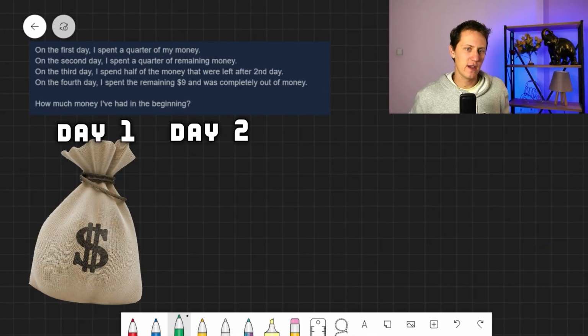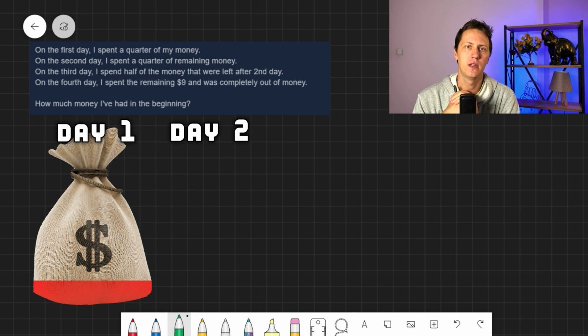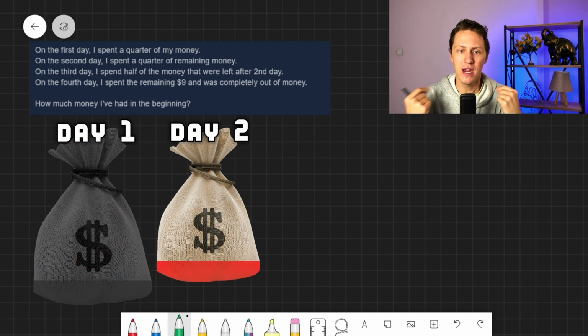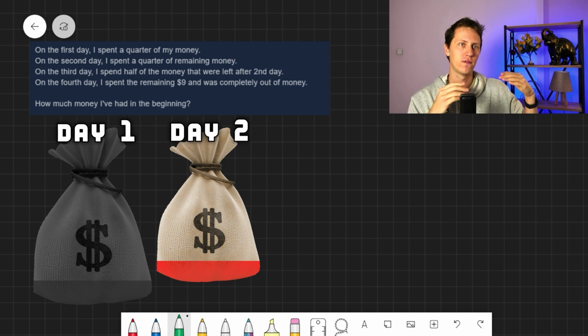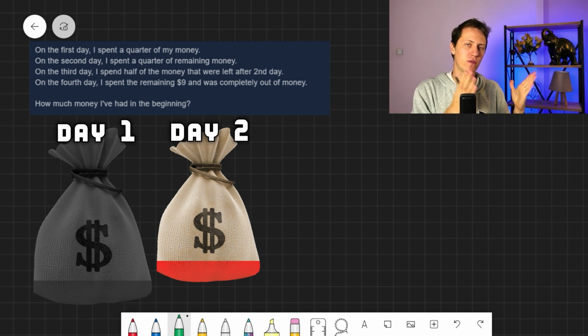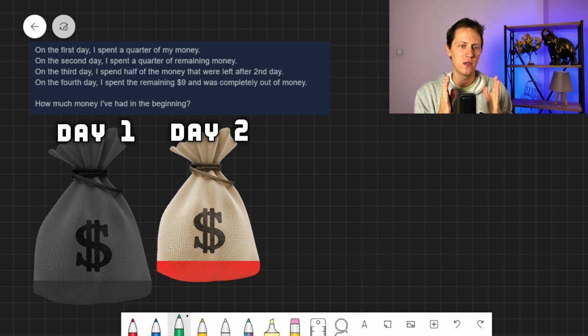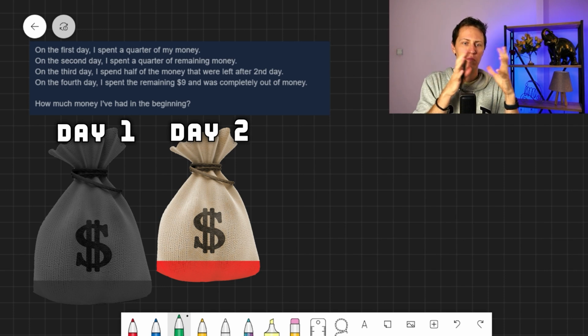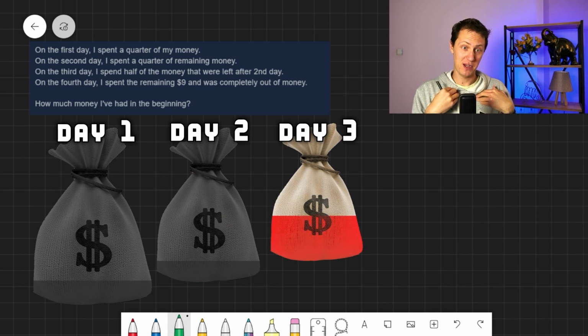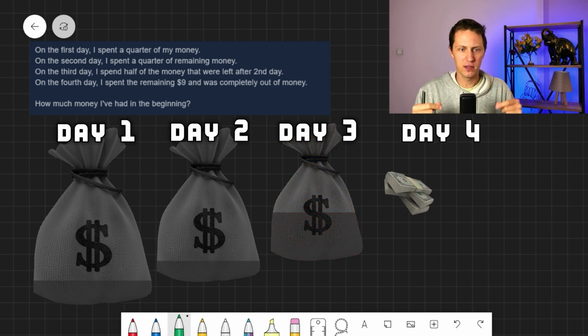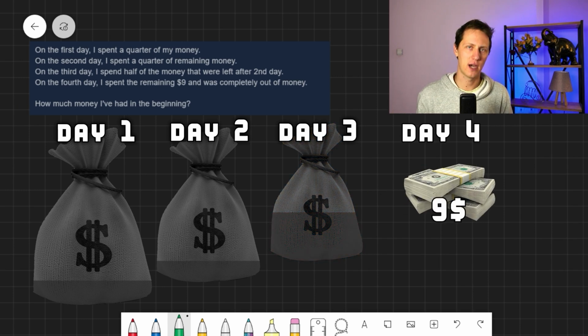Take a look. On the first day I spent a quarter of my money. How much money did I have at the beginning? I don't know, and that's the question of the task. On the second day, I spent a quarter of the remaining money. That's not the quarter of the full sum, it's the quarter of the remaining money. Notice that you already have less money after the first day, so you are spending a quarter of the lesser sum. On the third day, I'm spending half of the money that was left after the second day. And then on the fourth day, I'm spending the remaining $9 and I'm completely out of money. So, how much money was there at the beginning?